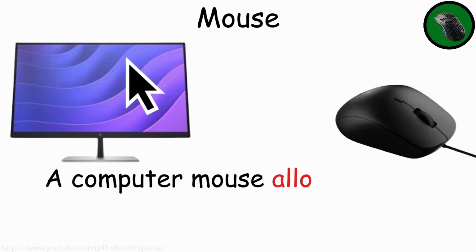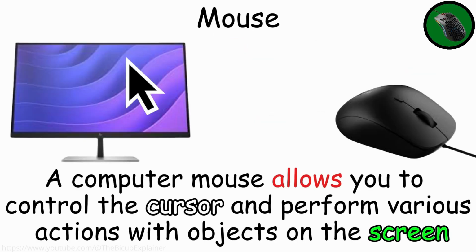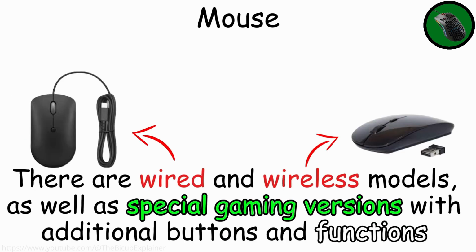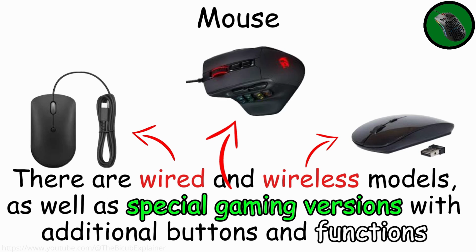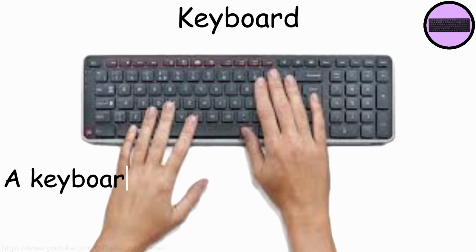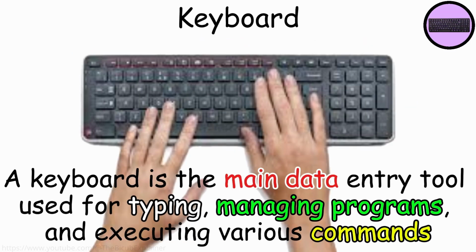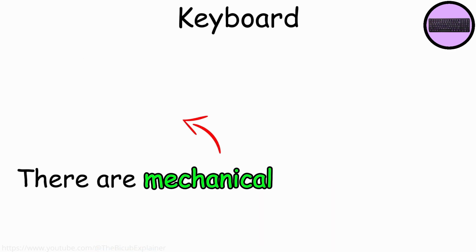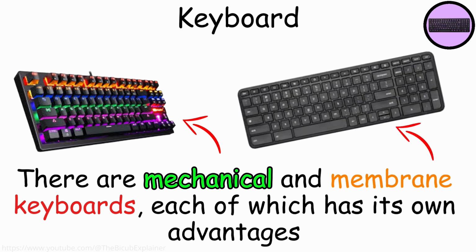Mouse. A computer mouse allows you to control the cursor and perform various actions with objects on the screen. There are wired and wireless models, as well as special gaming versions with additional buttons and functions. Keyboard. A keyboard is the main data entry tool used for typing, managing programs, and executing various commands. There are mechanical and membrane keyboards, each of which has its own advantages.